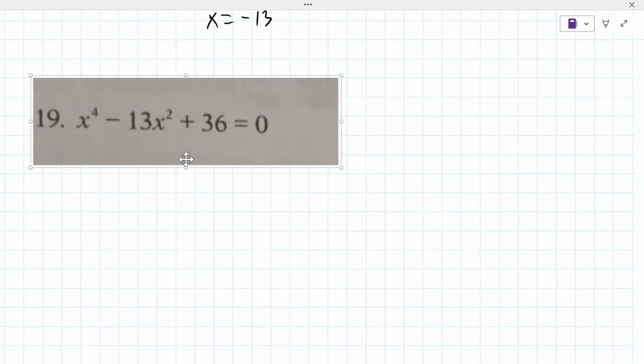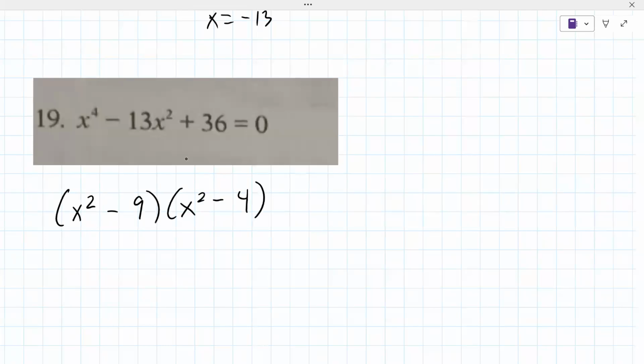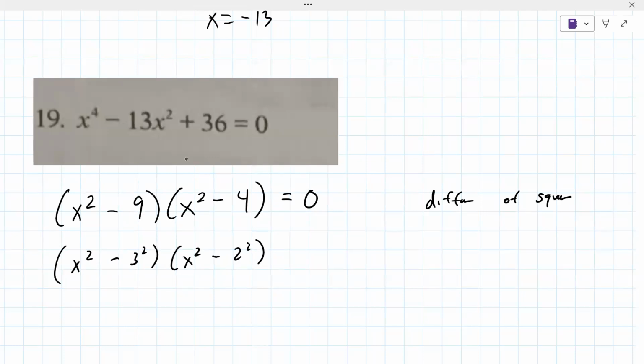Okay, I'm ready. So I'm going to help here. This becomes x squared minus 9, x squared minus 4 equals 0. These are each a difference of squares. In fact, I'll even help here. It's x squared minus 3 squared and x squared minus 2 squared.